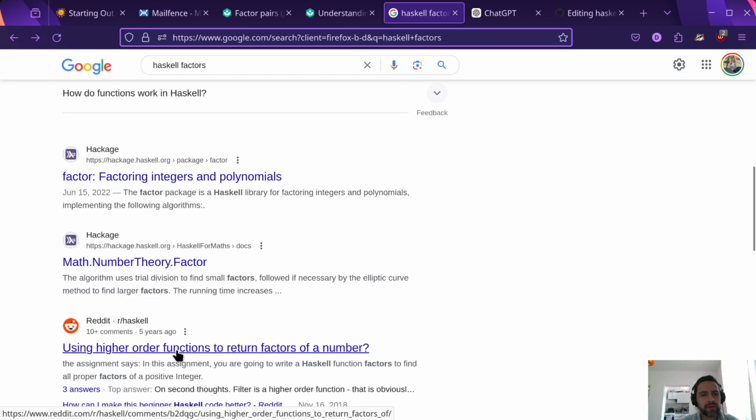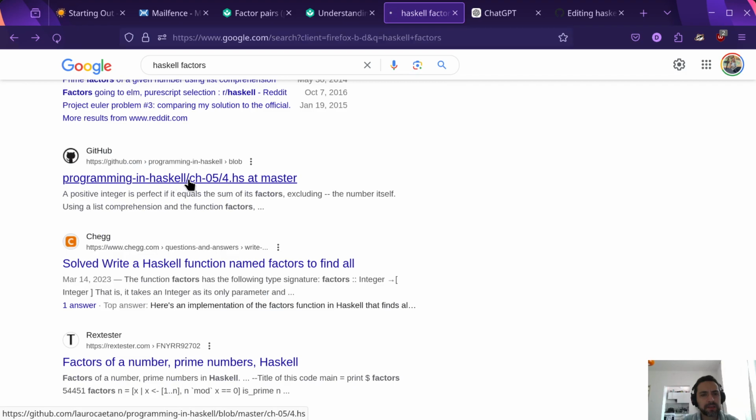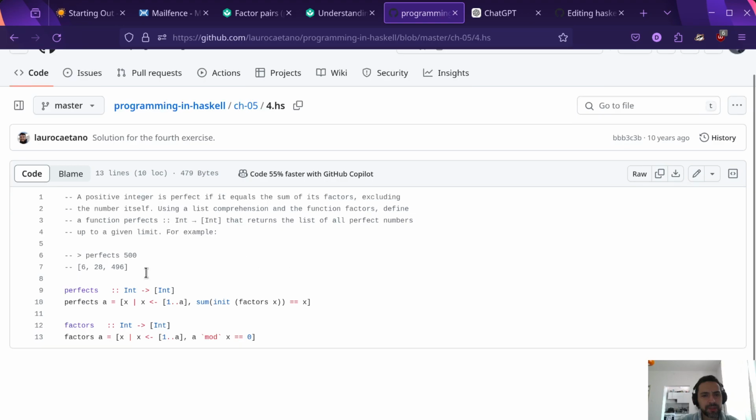Factor using higher order functions to return factors. Programming in Haskell. Oh, there's something in Programming in Haskell. Factors. A list of all perfect numbers up to a given limit. Perfects. Oh, this is factors. Factors a is x, and x goes 1 to a, and a mod x is 0.